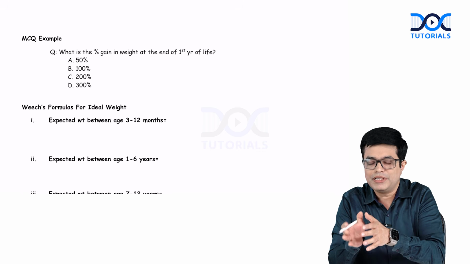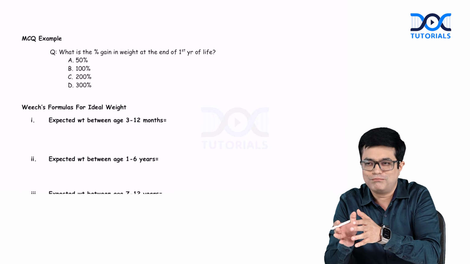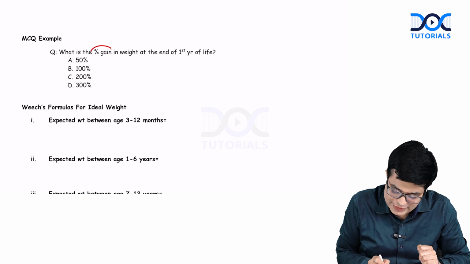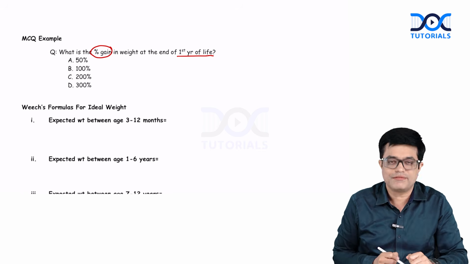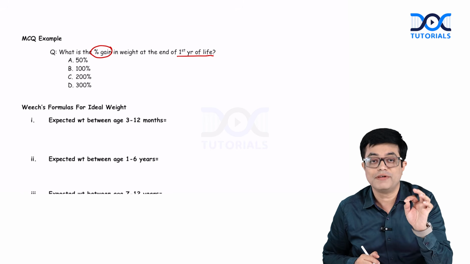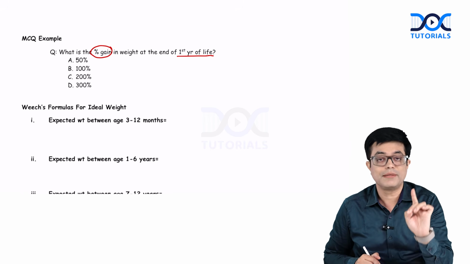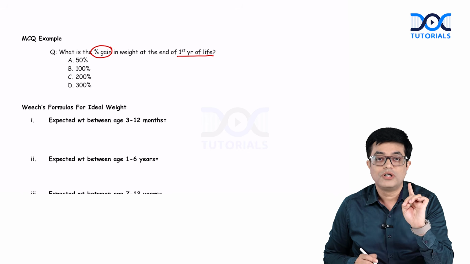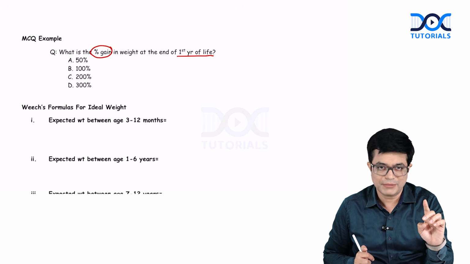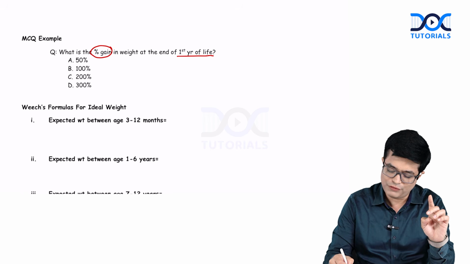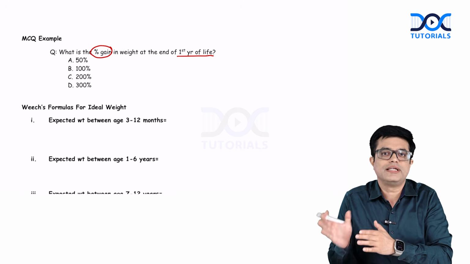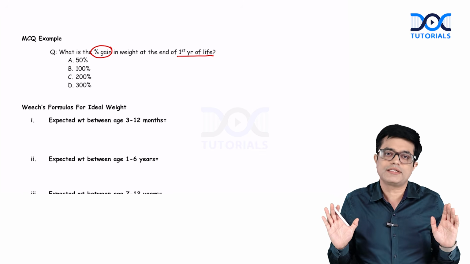Sometimes the same thing can be asked as a mathematical question. Look at the question. What is the percentage gain in weight at the end of the first year of life? Option A, 50%, 100%, 200%, 300%. Now, this is a very, very tricky thing, and this is an important thing. You need to be careful when you are solving questions like this. I'm not doubting your mathematical skills, but it is always safe if you write in the proper way. So the question is asking you, what is the percentage gain of weight after 1 year has ended?